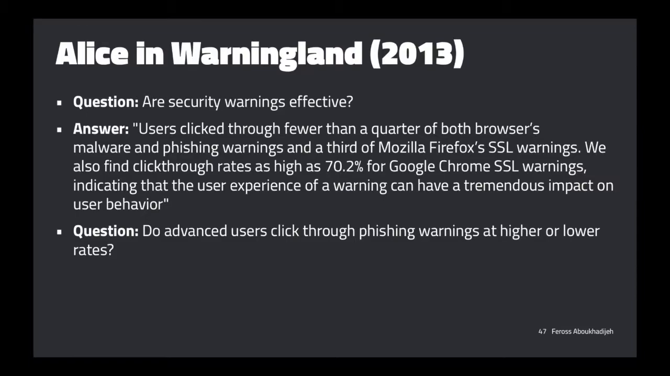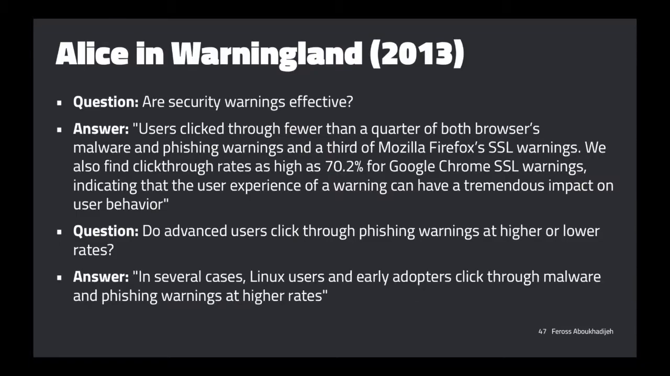Higher rates? Why? Because you think you know what you're doing. Yeah, that turns out to be right. So Linux users and other early adopters. They determine that based on whether you're using a beta version or a nightly version of the browser, then you're an early adopter. They click through malware and phishing warnings at a much higher rate. Yeah, you're right.